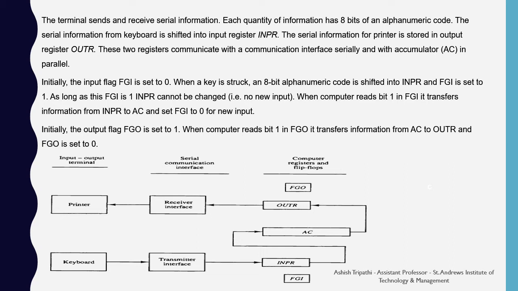Similarly, the output flag FGO is set to 1. When the computer reads bit 1 in the FGO, it transfers information from the accumulator to the OUTR and FGO is set to 0.